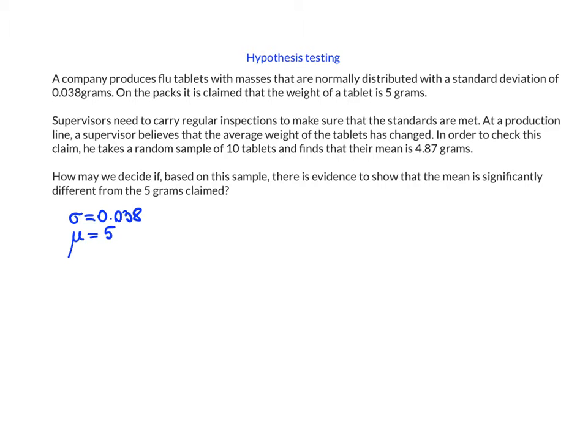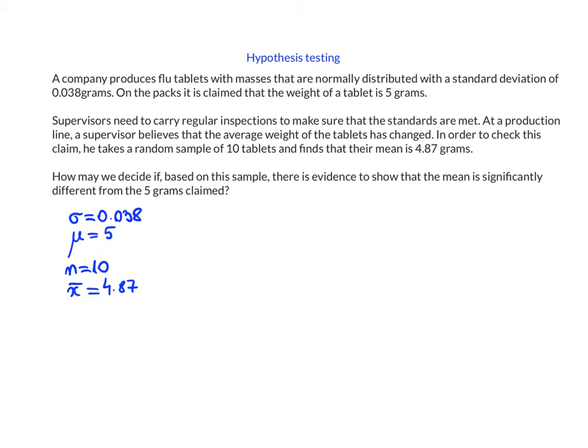So what we do is, at the production line, the supervisor believes that the average weight of the tablets has changed. So he takes a random sample of n tablets. How is he going to check? Take n tablets and find that the mean of this sample is 4.87 grams. So the question is, is this 4.87 grams too low? Or do we decide that it's close enough to 5 and the company produces the correct weight of tablets? So that's what we need to decide. Let's see what we know about this problem first.